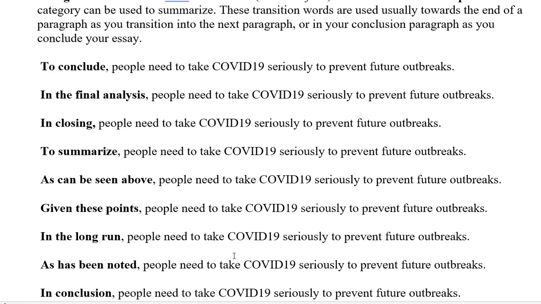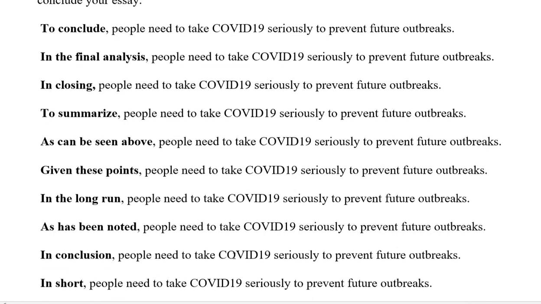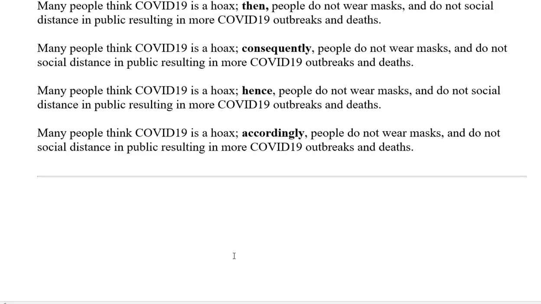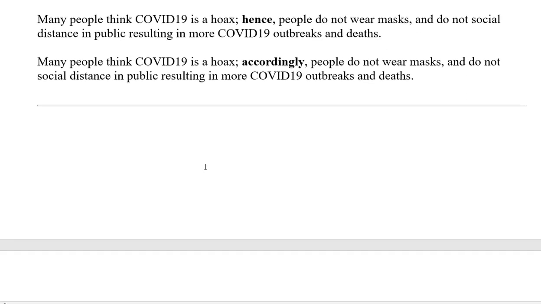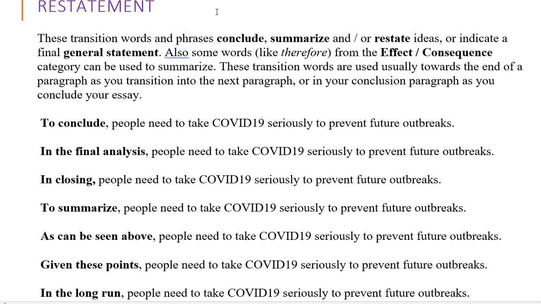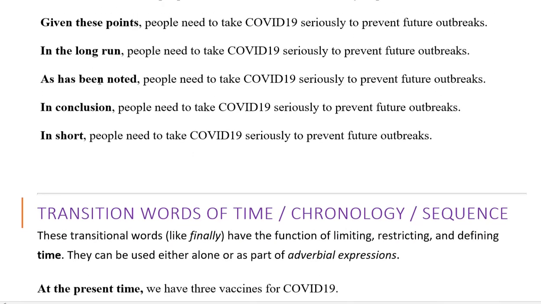You could tell that I wrote this in, I think, April or July. It was in July of 2020. And in July of 2020 this was current. But anyway, when you want to conclude your paragraph or your essay, you could use all of these different ways of concluding your paper.